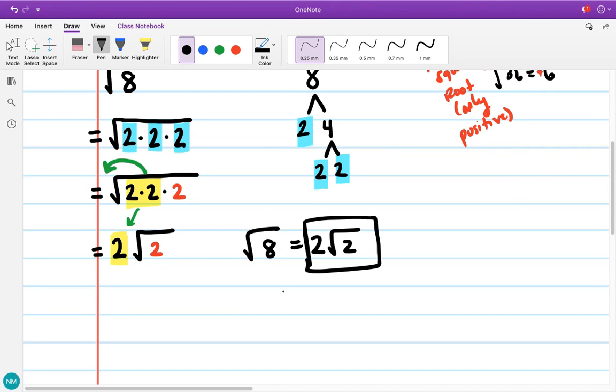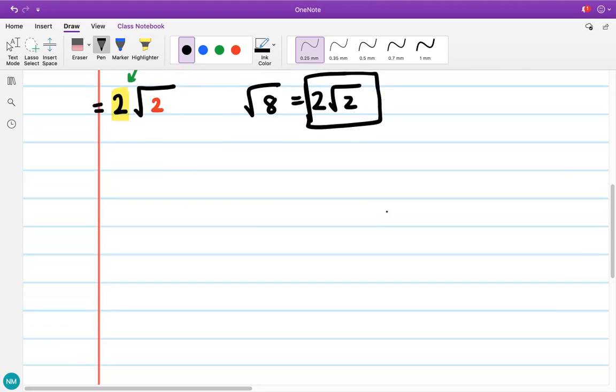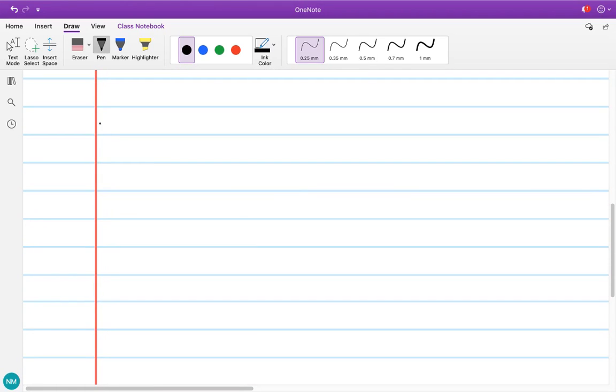Let's do another problem. So if I have the square root of 36. Oh, wait, that's a perfect square. That's not going to work. 45. Okay, let's do prime factorization. So 45, it's not an even number, so I know it's not divisible by 2, but it has a 5 at the end, so I know it is divisible by 5. So I'm going to do 5, and it's 5 times 9, which is 45.